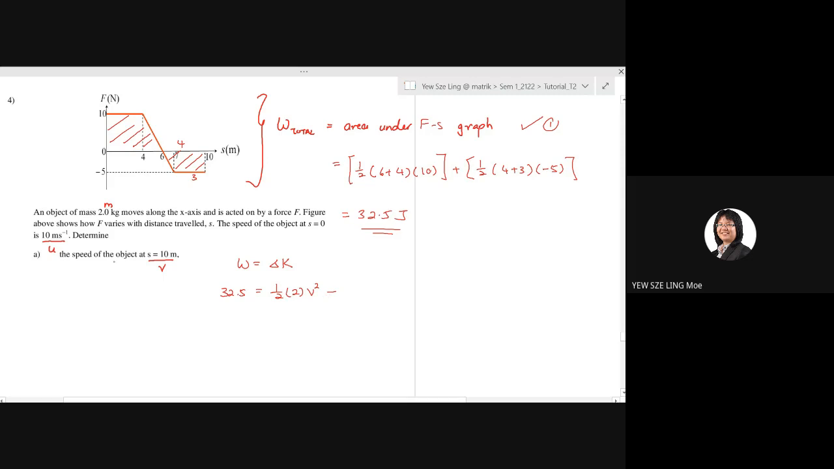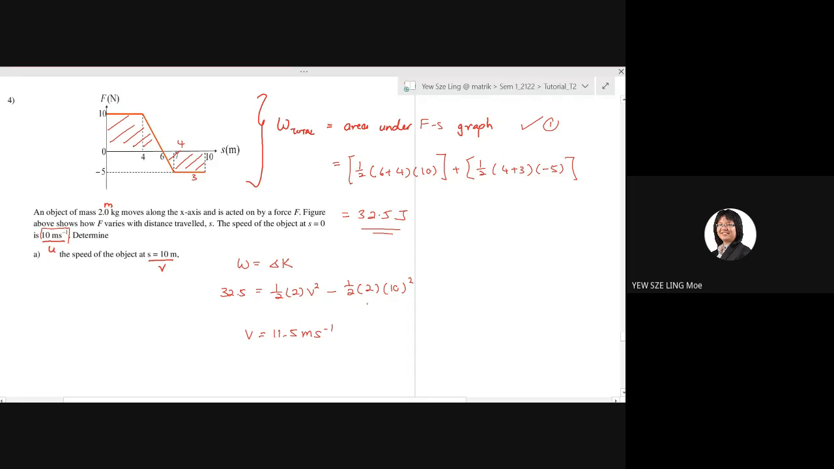Because now you have a non-zero initial velocity. So 1 over 2, 2, and then 10 squared. Rearrange the equation. You will obtain V equals to 11.5 m s negative 1. Okay, 11.5 m s negative 1. So that is question 3.